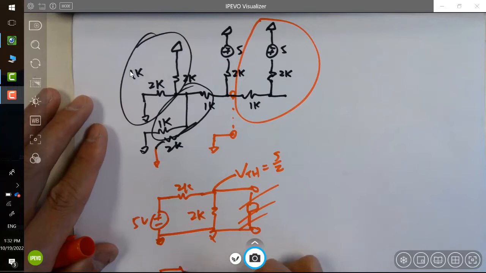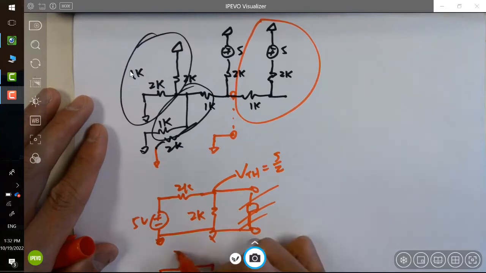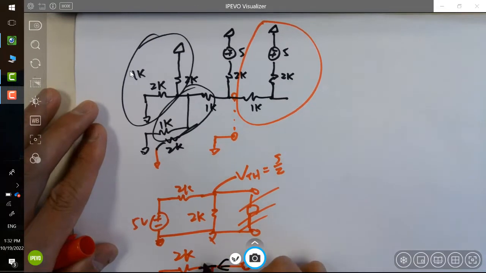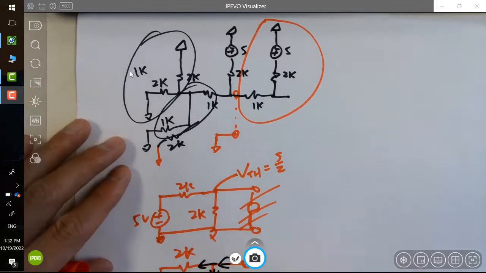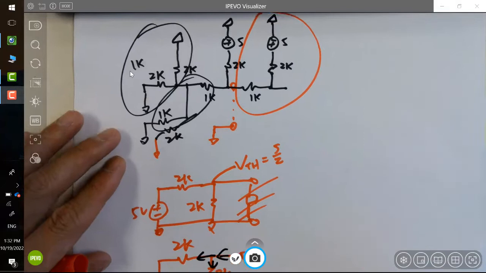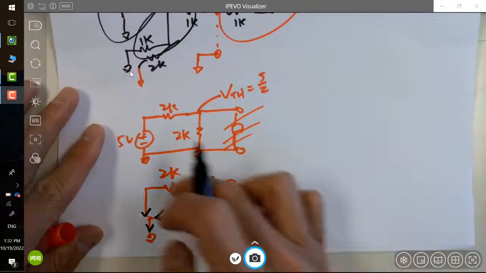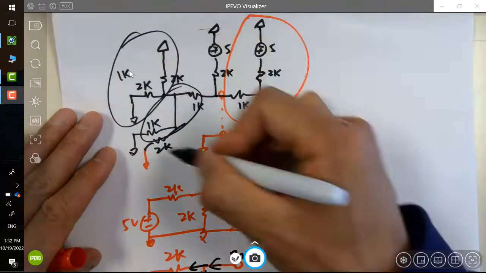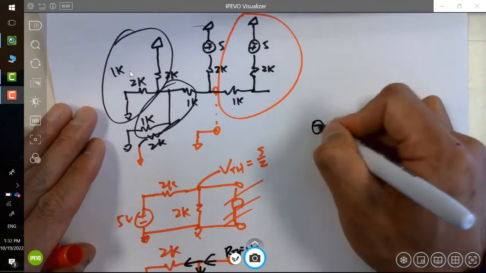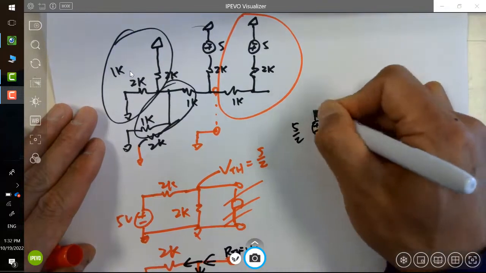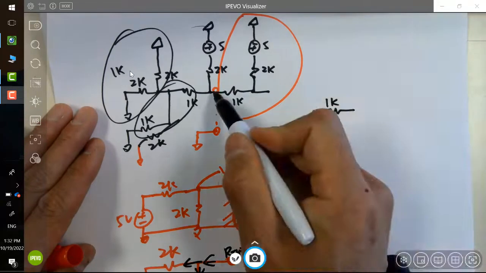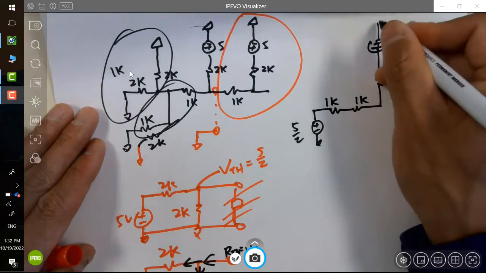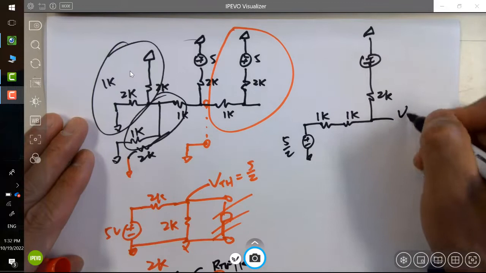So it becomes, you look backwards, so the current splits into 2 and merges here. Which means 1K for RTH. So the whole thing here becomes, and then connect to another 1K. Here's the final V out.